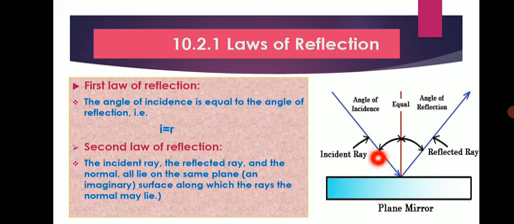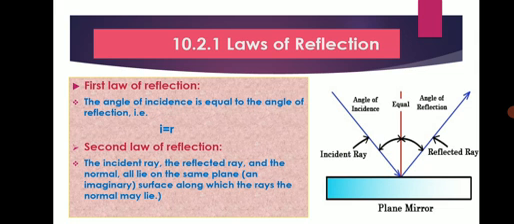If we change the path of the incident ray and the angle turns to 60 degrees, the angle of reflection will also become 60 degrees. This shows the first law of reflection, that the angle of incidence is always equal to the angle of reflection.